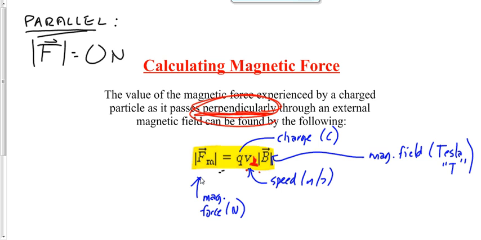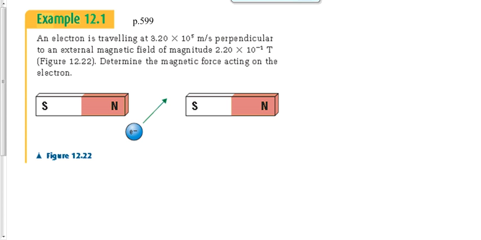Got one example for you, and then we're going to wrap it up for the day. Example 12.1 says an electron is traveling at a speed of 3.2 times 10 to the 5 meters per second, perpendicular to an external magnetic field. For us, it's always going to either be parallel or perpendicular, probably perpendicular 99% of the time. If it's parallel, the force is 0. If it's perpendicular, we're allowed to use the equation and the rule that we just learned. It's perpendicular. I wish it was parallel. The force would be 0. We'd be done. It's not. It's perpendicular. So we got to do a little bit of math and a hand rule here.